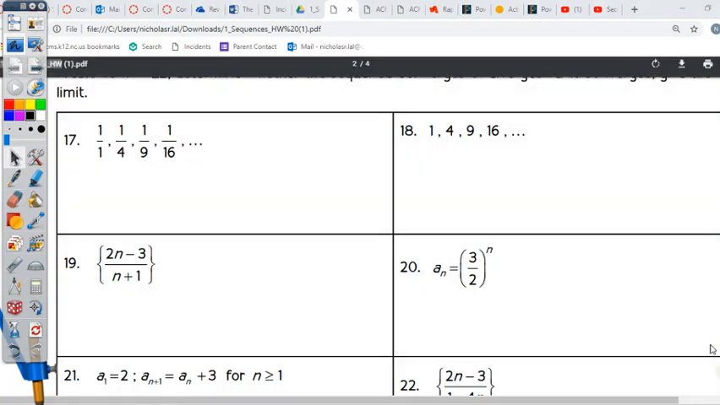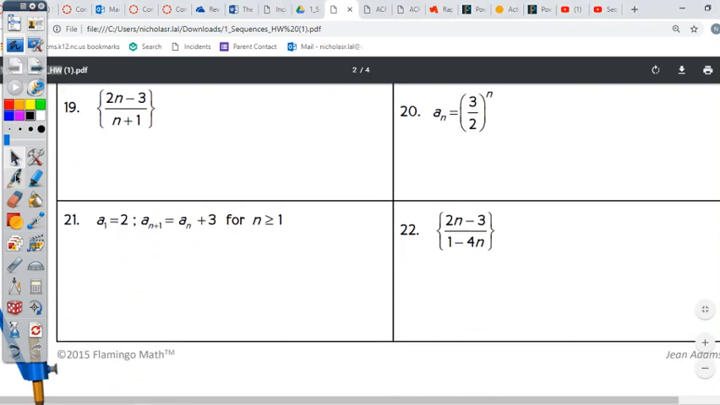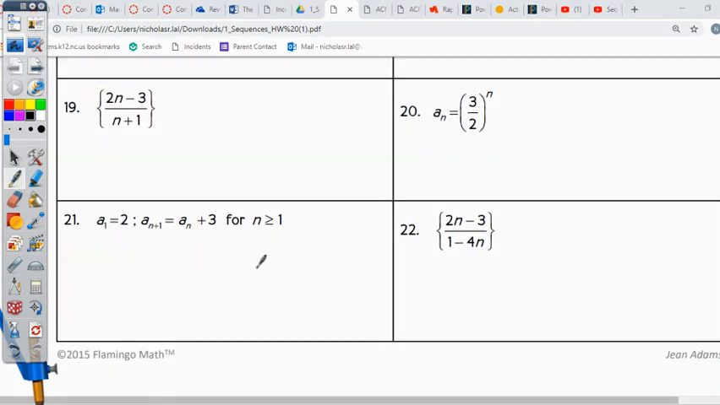Let's scroll down. 21. a_1 is equal to 2. a_(n+1) is equal to a_n plus 3 for all n greater than 1.